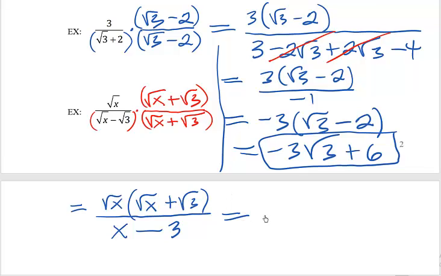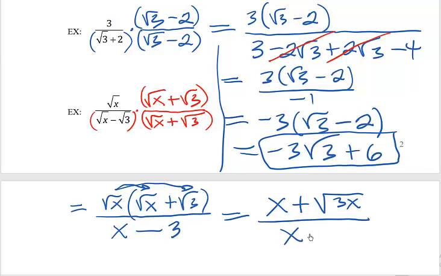Now that I've established that, there's certainly no reason for me to leave this so messy. I should certainly distribute this out. It'll make it a lot nicer looking. Root x times root x is just x, so that's certainly simpler. Plus, let's see, root x times root 3, you can multiply two square roots by simply multiplying the pieces on the inside. So 3 times x would be 3x in there. And then the bottom is x minus 3.